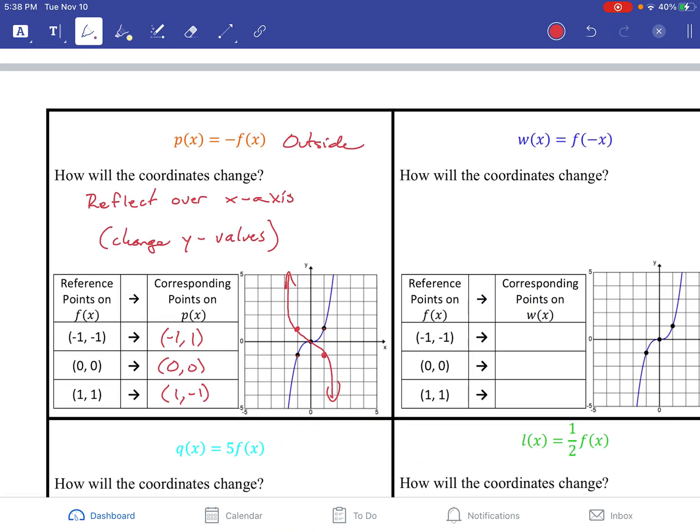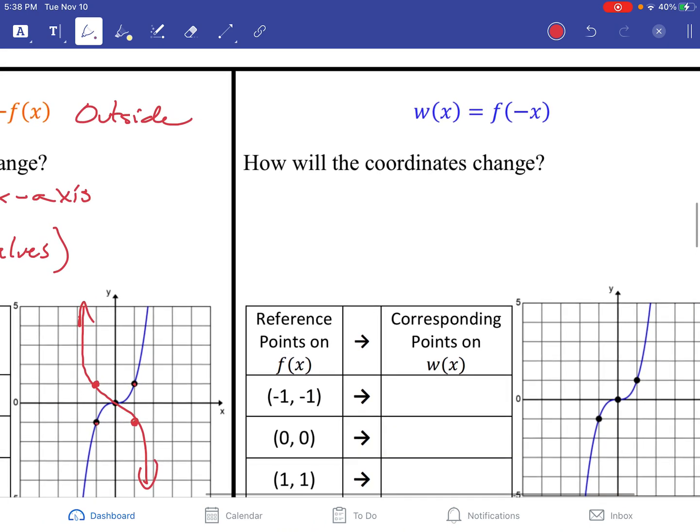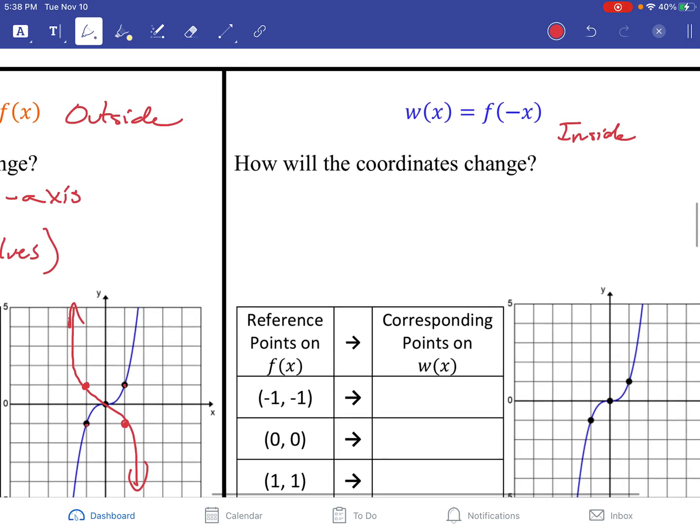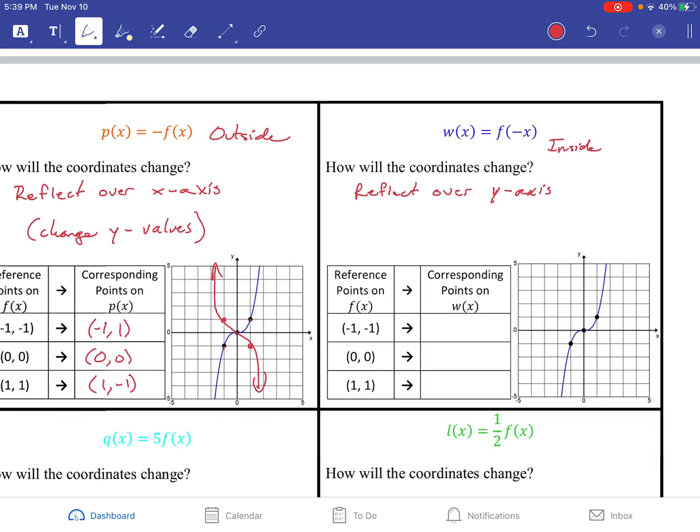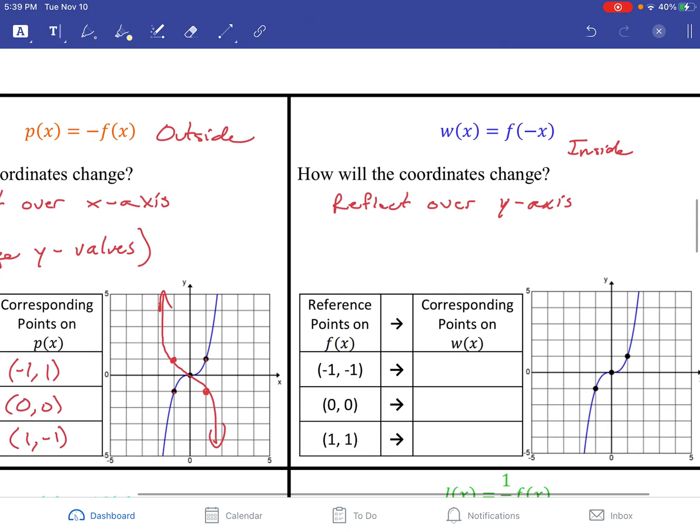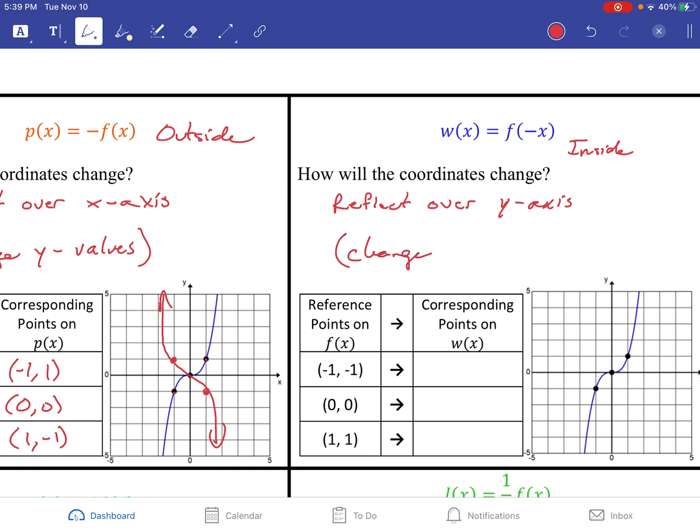All right. Now that's different when you change the inside and multiply the variable by a negative on the inside of the function. Okay, what this does, it's a reflection, but it's going to be over the y-axis. So what you're going to do in this case, you're going to change the x values.